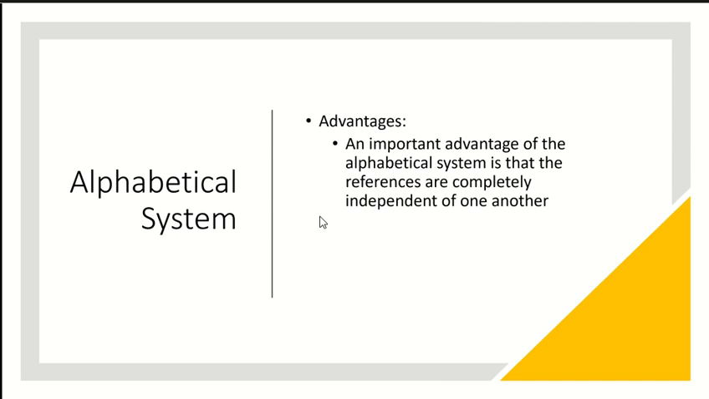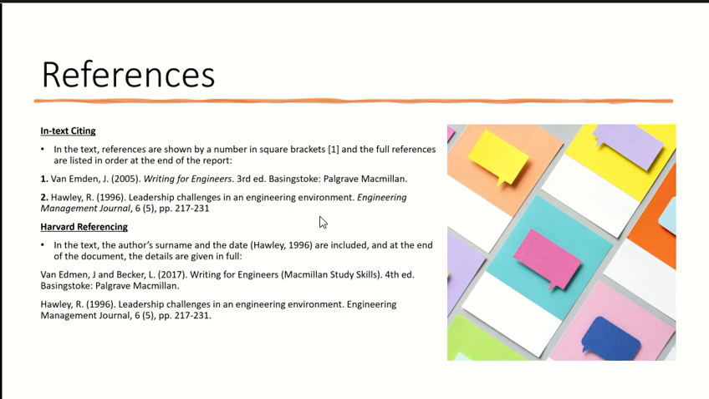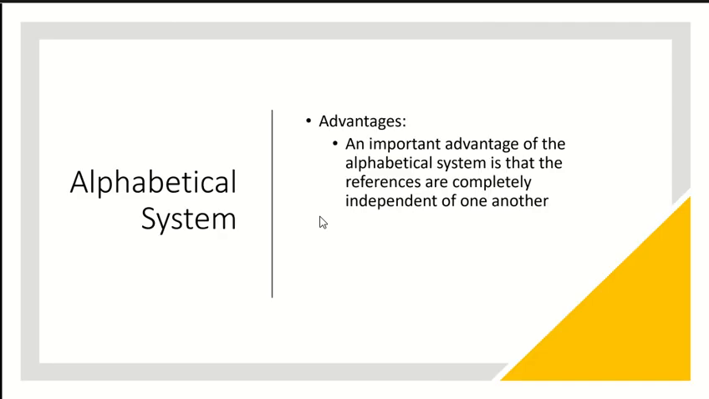Okay, so if you are using the alphabetical system, meaning the Harvard referencing, where you are using the name of the author in the citation. In the alphabetical system, I personally like it because then you don't have to worry about where you are putting the reference.